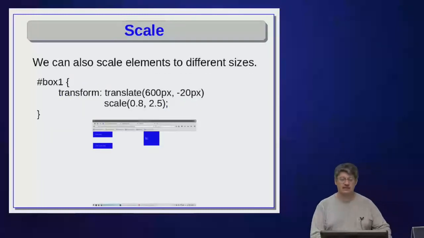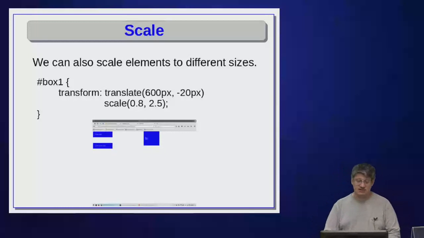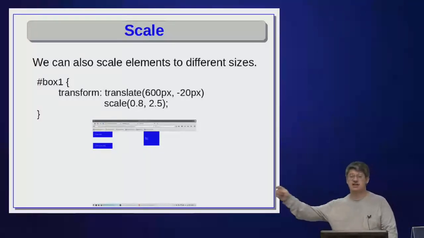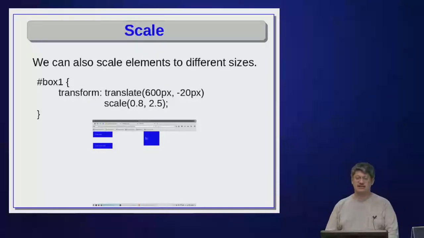I can also scale elements, so I can make them different sizes. So here I'm going to transform the box by translating it 600 pixels to the right and 20 pixels up. And then I'm also going to scale it. So I'm going to scale it different ways in the different dimensions. I'm going to scale it so that it's only 80% of its width in the x direction. So horizontally, it's going to shrink. It's going to be 80% of its original size. But in the vertical dimension, I'm going to more than double it. I'm going to multiply the height by 2.5 times.